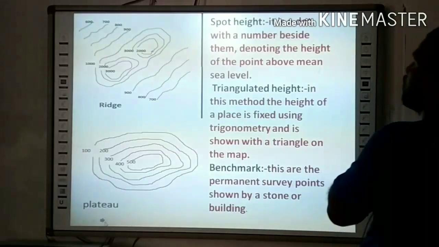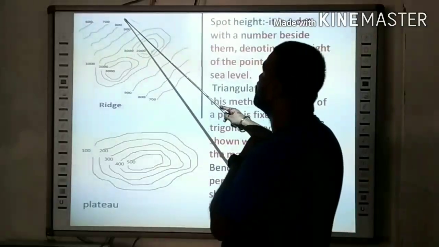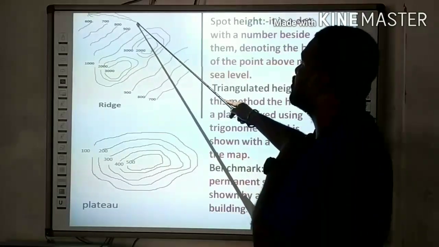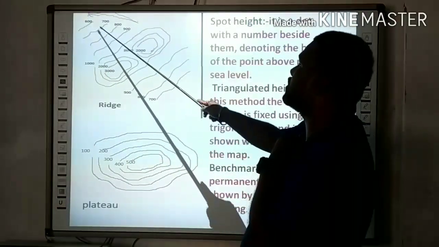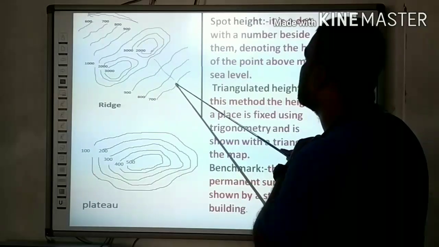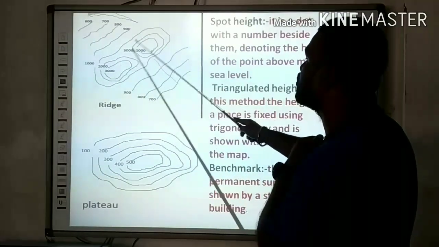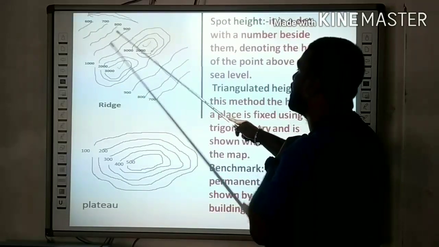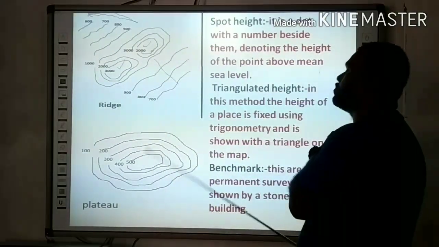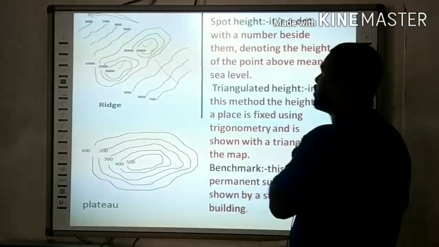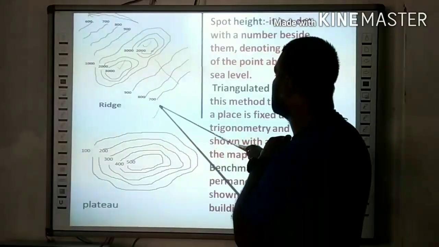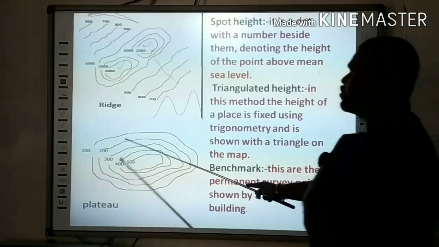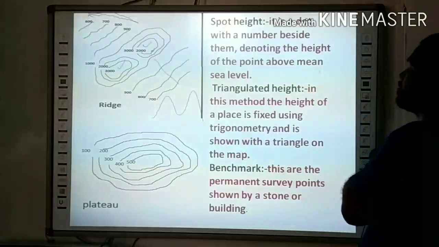Now the ridge. In this contour you can see in the western part the contours are very far from each other, meaning a gentle slope, whereas in the eastern part they are also very far from each other. But in the center there are two hills. This is one hill and this is another hill. Such features are called a ridge. Now how does a ridge look in real life? In real life it looks like this. This is a ridge.